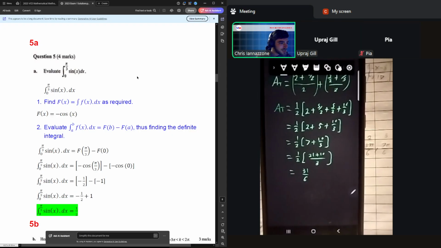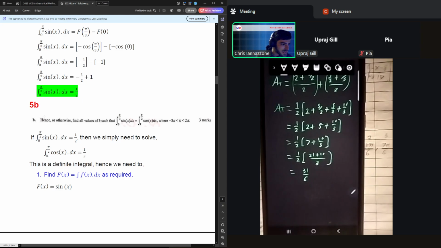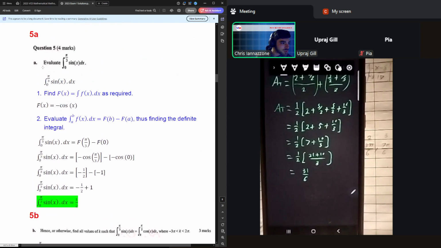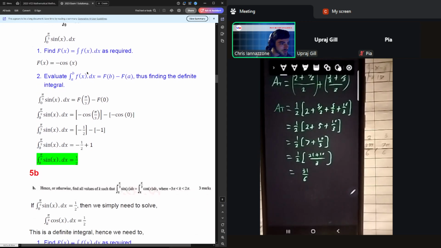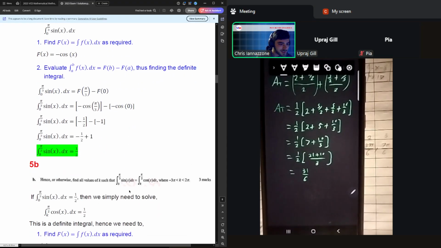As far as starting it off, hence or otherwise pretty much implies that you should use the previous answer to help you out. The thing you would have noticed there is that the integral from 0 to pi over 3 of sine x is what we just calculated. So instead of having two integrals equal to each other, we can now just say a half is equal to that integral.